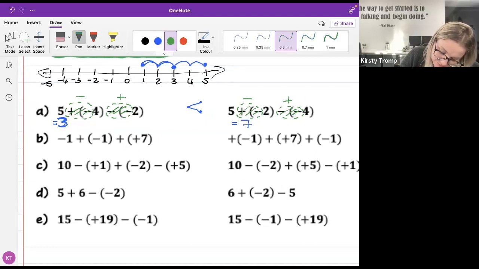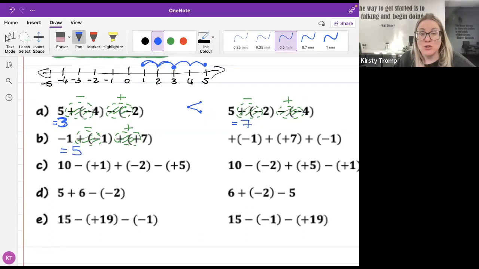For B, step 1, I'm going to circle, and I'm going to circle. I've got a positive and a negative, so I cross those out. It gives me a negative. I've got a positive and a positive. Cross them out. It gives me a positive. -1 minus 1 gives me -2. And -2 plus 7 is going to give me 5. How did I calculate that? You can use your number line. Remember to use the steps. Use your number line to help you. There's nothing wrong with using your number line.